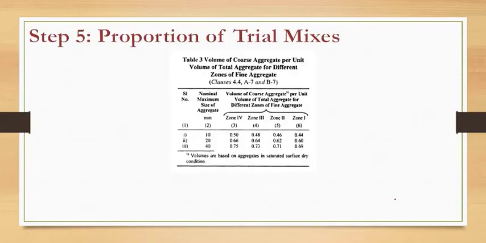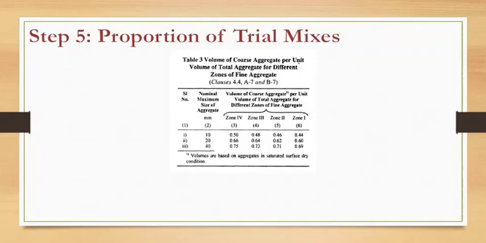Now let us come to step 5, which is proportion of trial mixes. Now in table 3 of IS 10262-2009, we have the volume of coarse aggregate per unit volume of total aggregate for different zones of fine aggregate. At the top we have the zone of fine aggregate and on the left side the maximum size of aggregate. So if we know the size of aggregate and the zone of the fine aggregate, then we can find out the volume of coarse aggregate per unit volume of total aggregate.